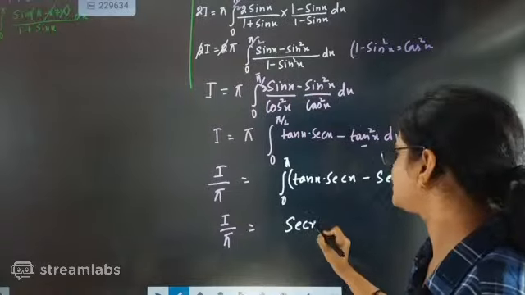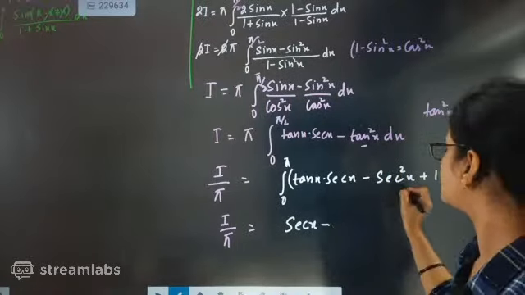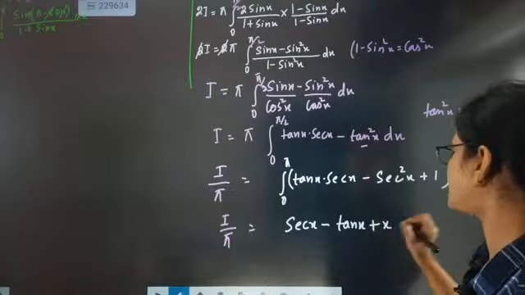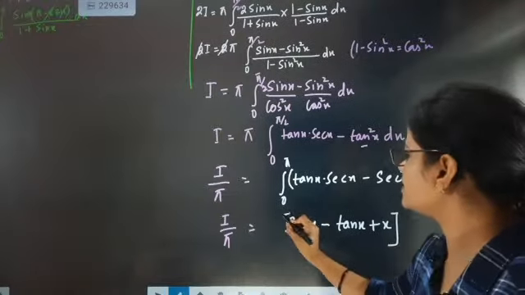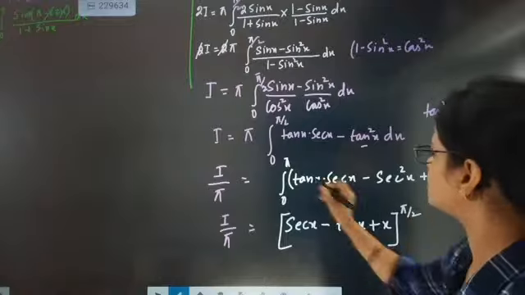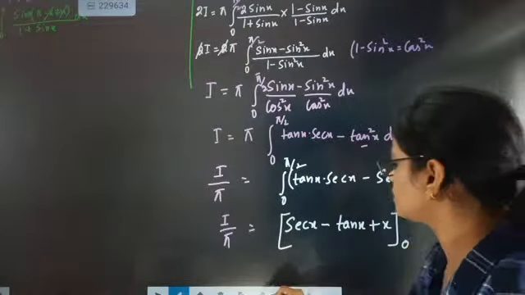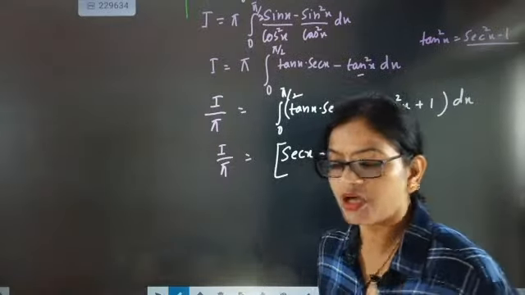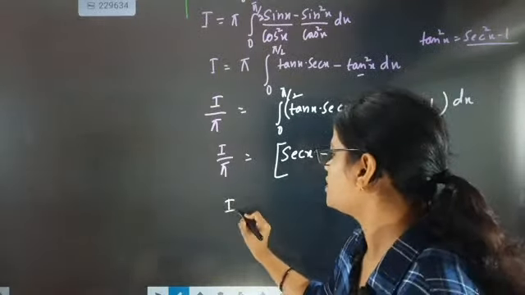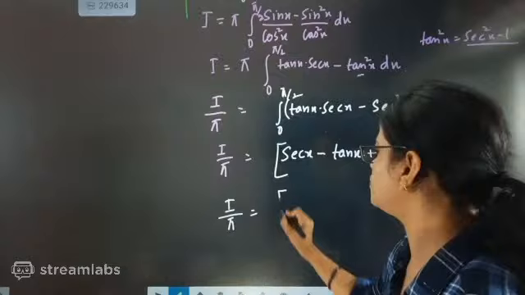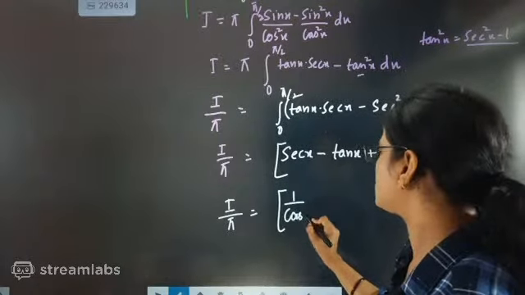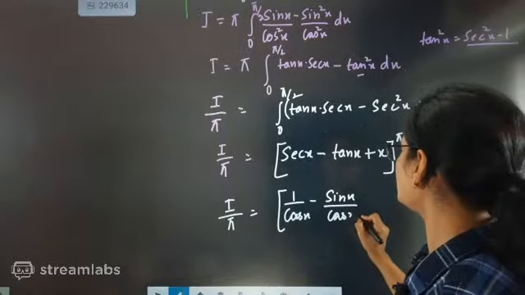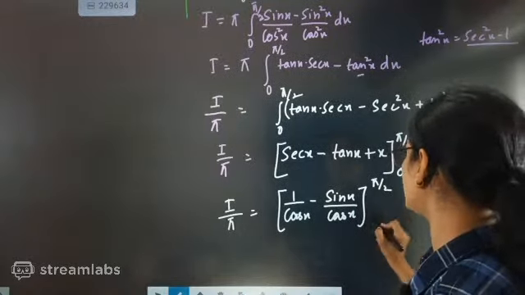Now I am getting secant x, and minus secant square x is going to give us tan x, and this part is going to give us x. Now your interval is pi by 2 to 0. Because this part is giving us infinity, we are going to be very careful. So I by pi will be equal to, we write it as 1 by cos x minus sin x by cos x. We are going to do this so that it goes out of infinity.